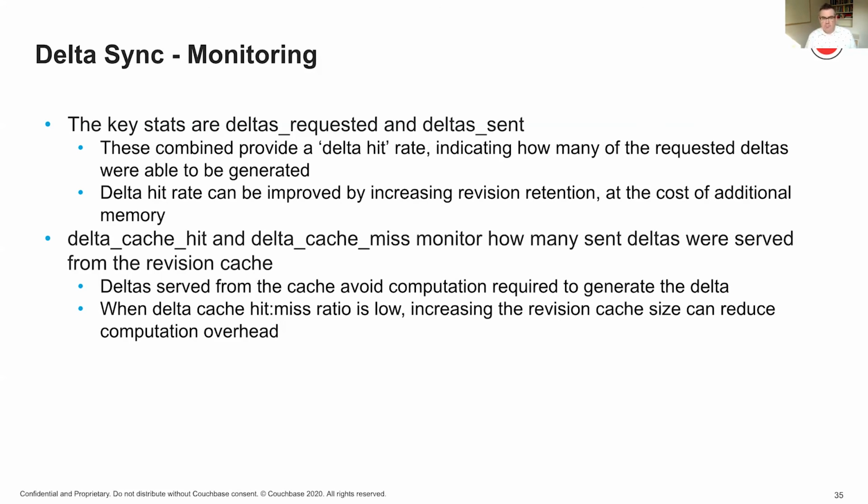So if this is lower than you would like, and you have additional memory, then the delta hit rate can be improved by just increasing the rev max age seconds.